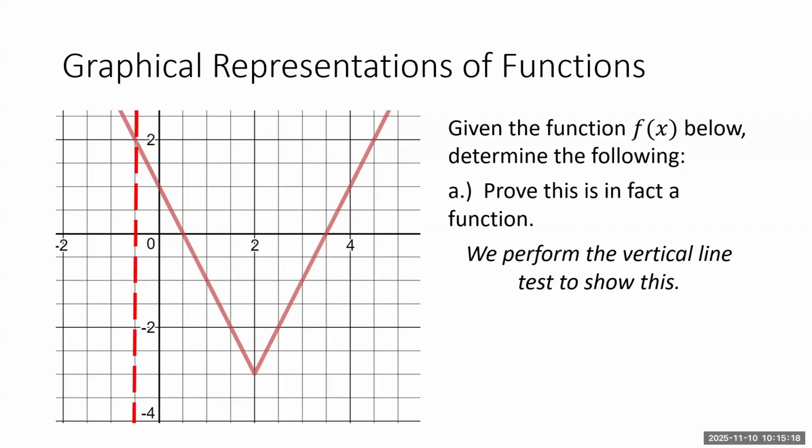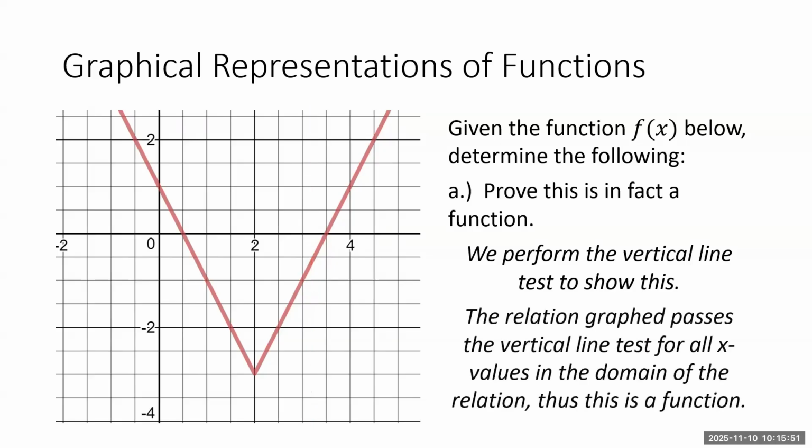We draw a vertical line at x equals -0.5. We see that it only touches once. Then we draw it at roughly x equals 0.25. We see it only touches once. At roughly 1.1, we only touch once. At 1.8, it only touches once. At 3.2, it only touches once. The relation graph passes the vertical line test for all of the x values in the domain of the relation. Thus, it is a function.